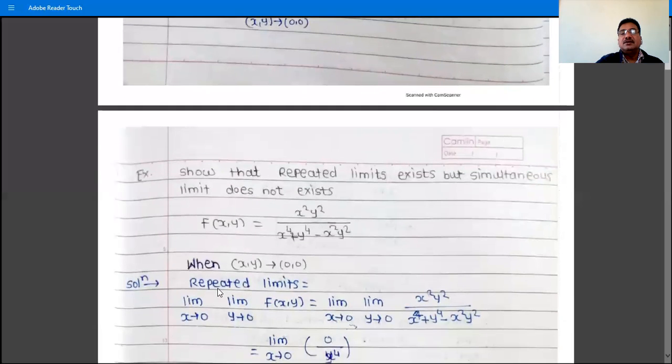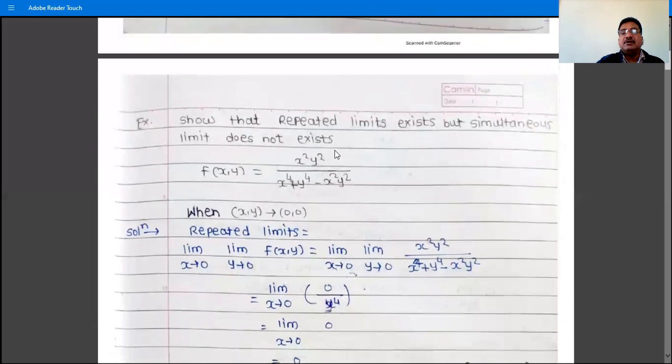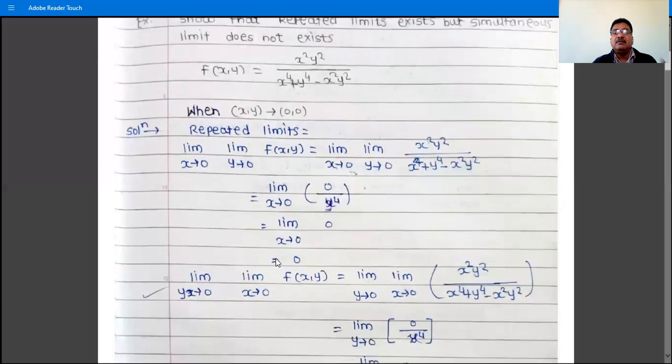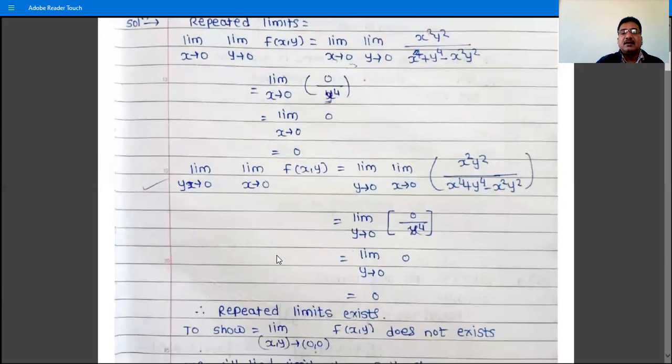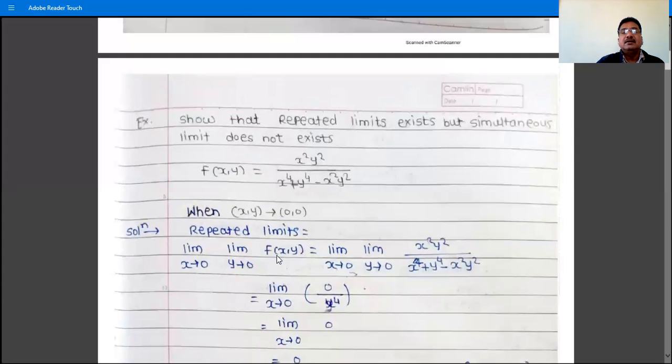So the question is, show that the repeated limit exists but the simultaneous limit does not exist. That is, there is no direct relation between repeated limits and simultaneous limits. If the repeated limits exist and are not equal, then we say the simultaneous limit does not exist. But if the repeated limits exist and are equal, then we cannot say the simultaneous limit exists. Only remember that if the repeated limits exist and are not equal, then the simultaneous limit does not exist. This is the only relation between repeated limits and simultaneous limit.